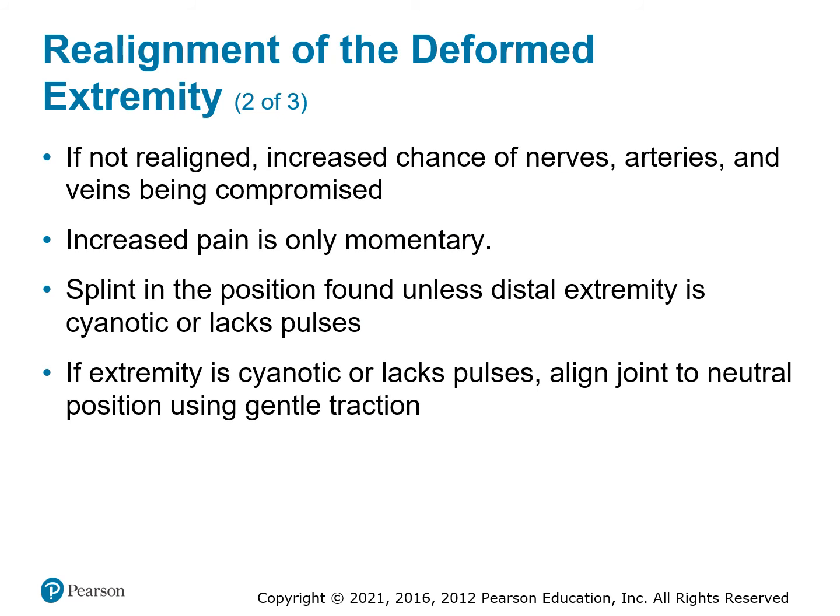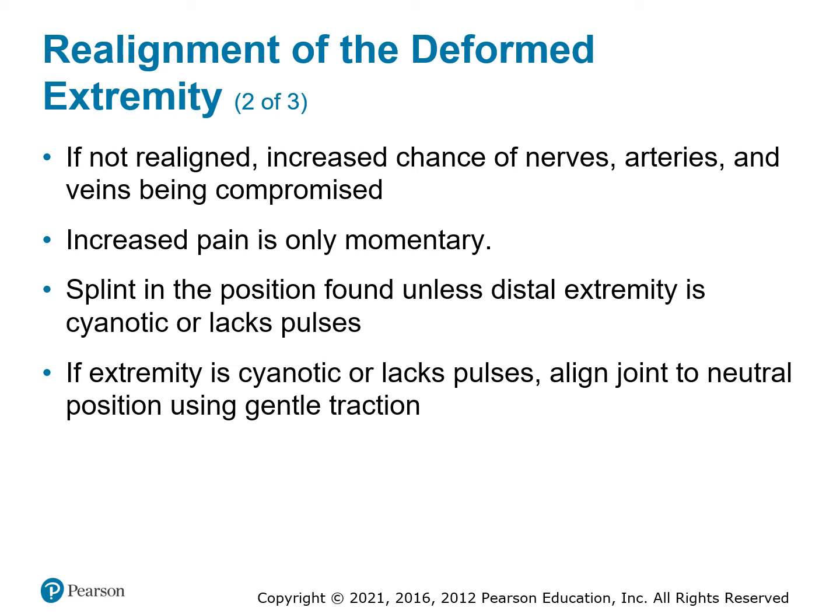I'm going to skip to the bottom segment of this slide first because it's the thing you have to understand before you worry about realignment. And that's if the extremity distal to the injury is cyanotic or lacks pulses, that is going to require the need for realignment. So you're going to align the joint back into the neutral position, or as close as you can, using gentle traction.